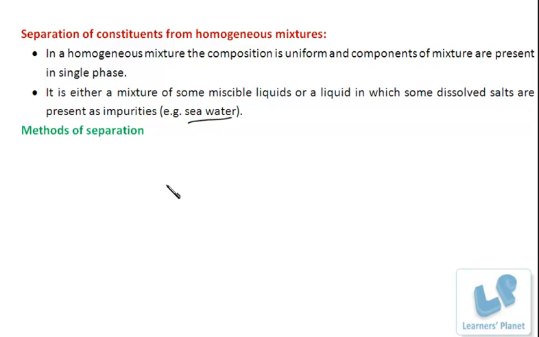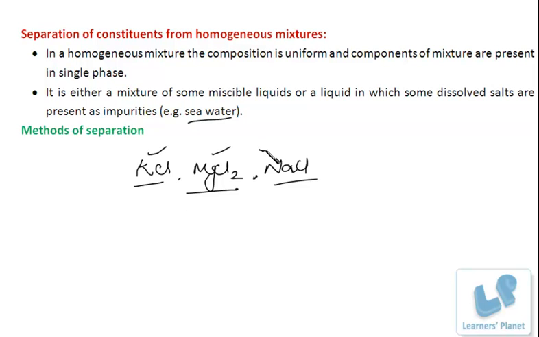Say seawater. Seawater consists of a large amount of salts, like potassium chloride, magnesium chloride and sodium chloride dissolved in it. But can you see potassium chloride in seawater? No. Can you see magnesium chloride in seawater? No. Also sodium chloride. We can't see sodium chloride, potassium chloride, magnesium chloride in seawater. Seawater is a homogeneous mixture. The properties are also uniform throughout. How can we separate these salts from seawater?